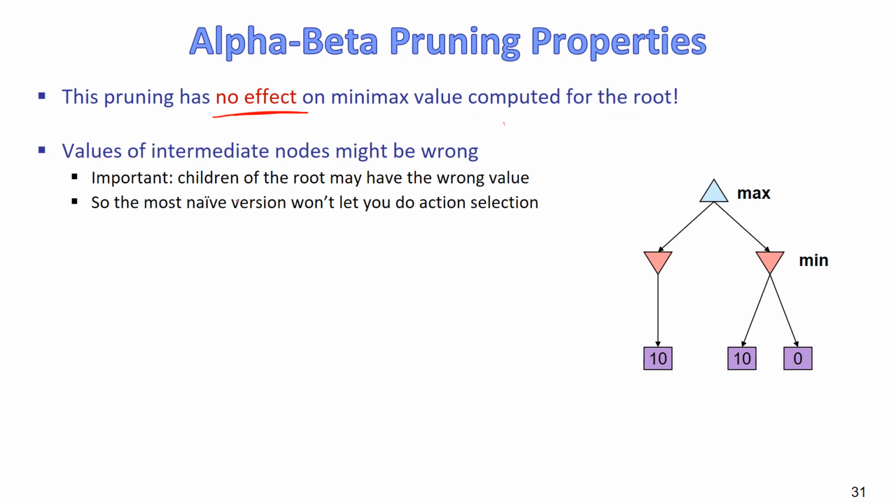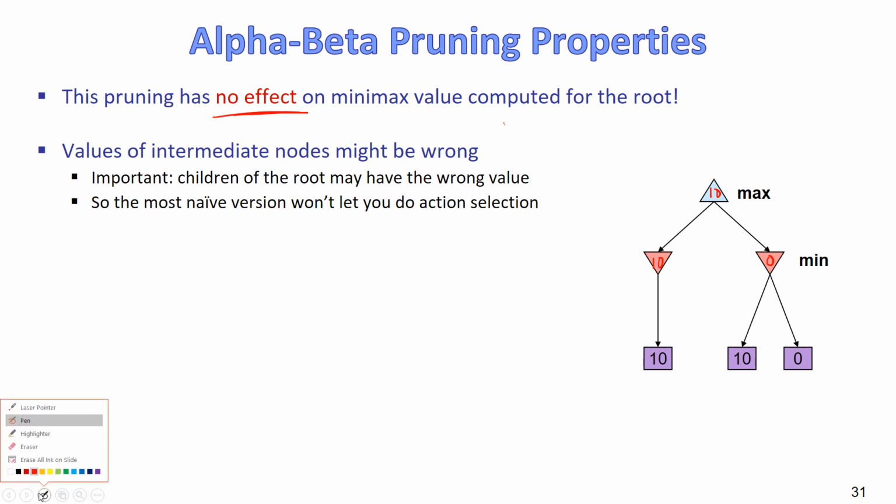The second thing is that the values of the intermediate nodes might be wrong. And to understand this, let's look at the example here. Now, the value of the game here, to evaluate it, this is 10, and this is 0, and that maximum should be 10. So the value of this game is 10.